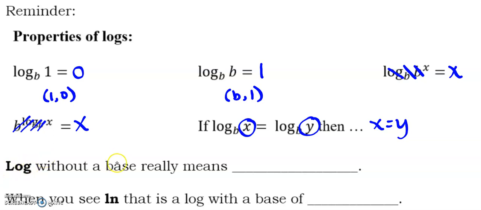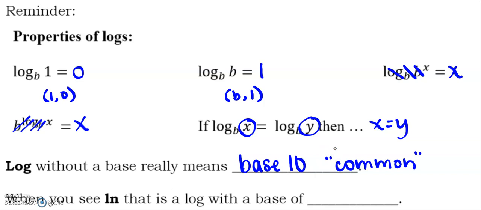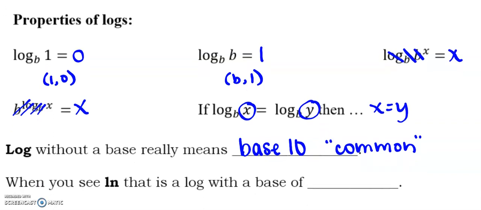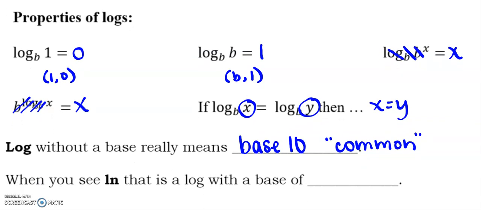Anytime you see log without a base, so if you just see log without a little 2 or a little 3 or a little 8, look at all that fun number changing I did. If you just see the word log, that really means a base 10. It's what we call the common log. And that's important because it's a button on your calculator that you can use without needing that change of base formula. When you see ln, this is what we call a natural log.